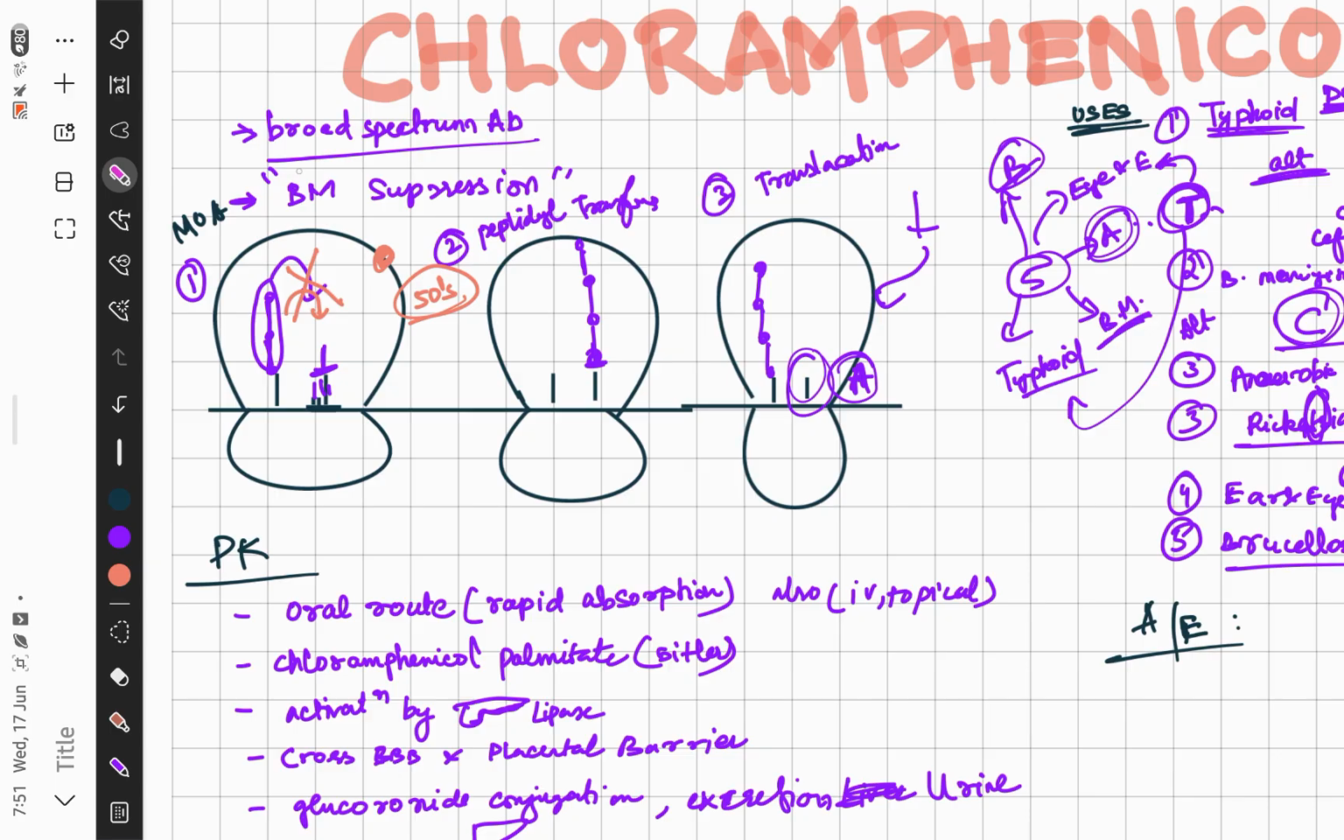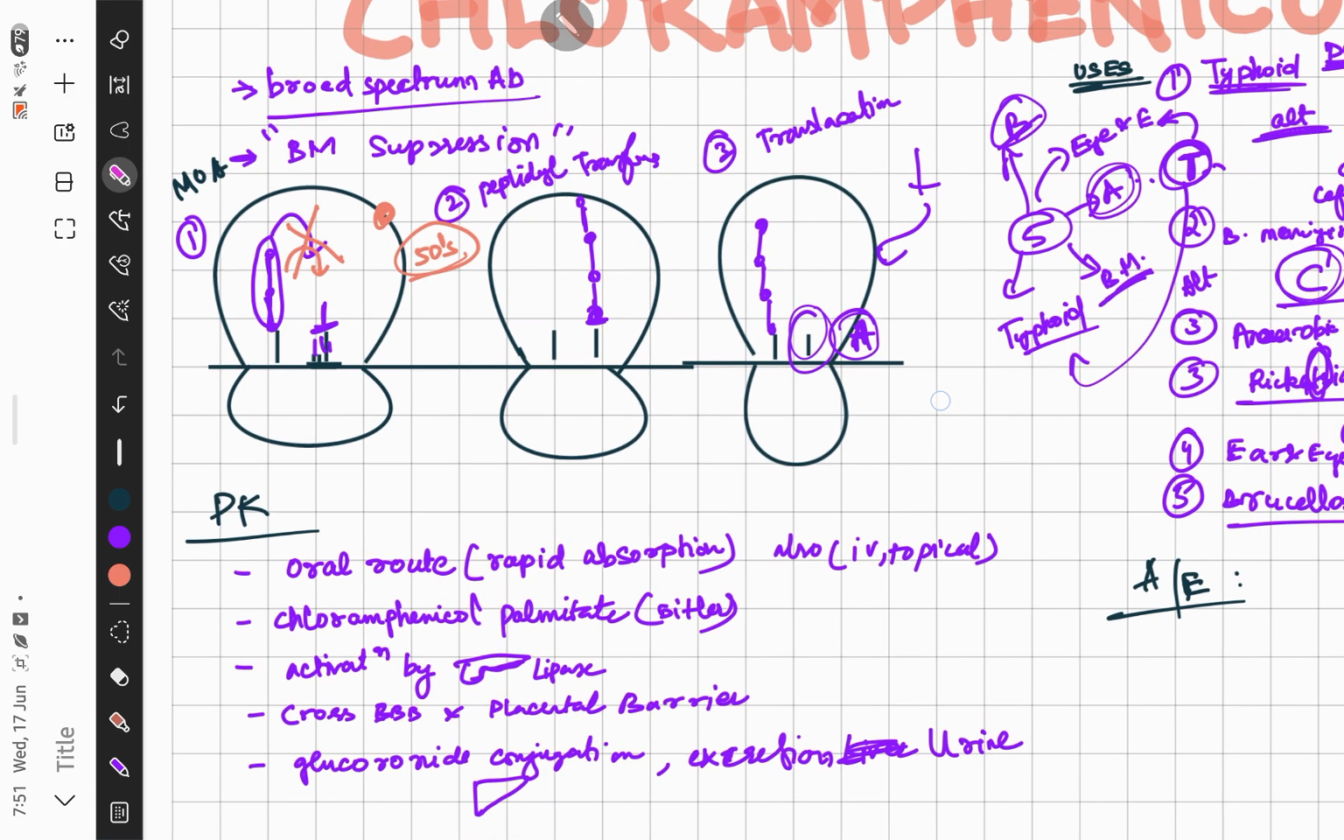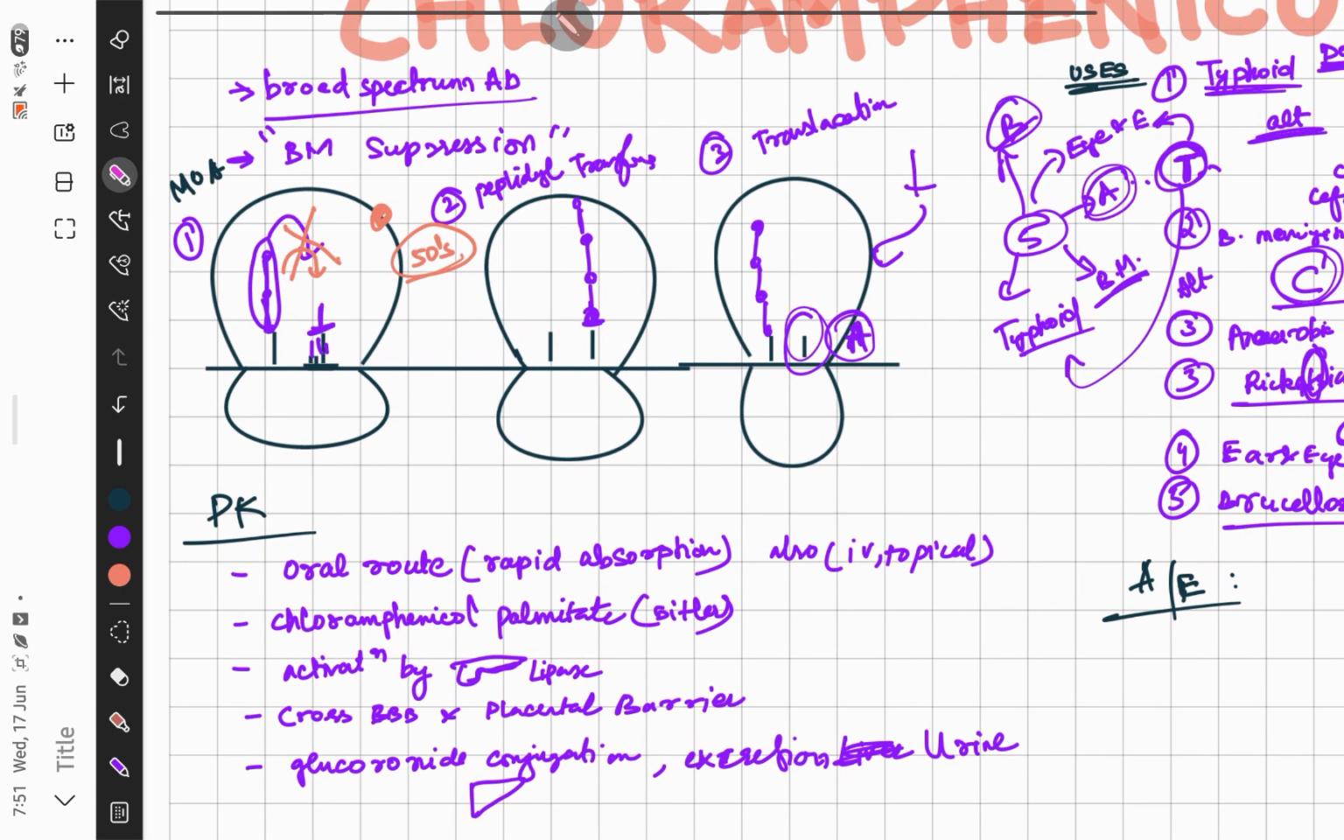Okay, chloramphenicol. Chloramphenicol is a broad spectrum antibiotic, but it is not in use nowadays because it causes a very serious side effect, that is bone marrow suppression. Now let's learn about the mechanism of action.